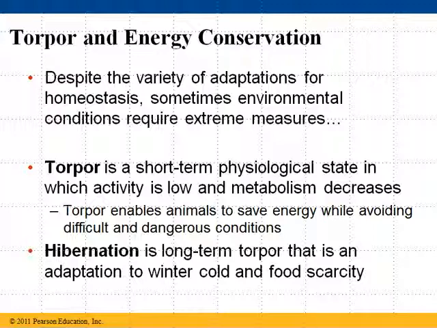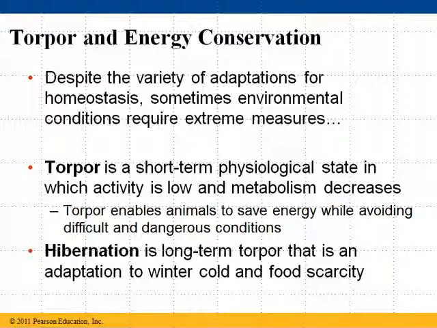So despite the various adaptations that creatures have, particularly endotherms, to maintain homeostasis, sometimes environmental change is just too great, or the extremes of the environment are just too great to overcome, so creatures might go into one of these states. The first one is called torpor. Torpor is a short-term physiological state in which activity is low and metabolism decreases.